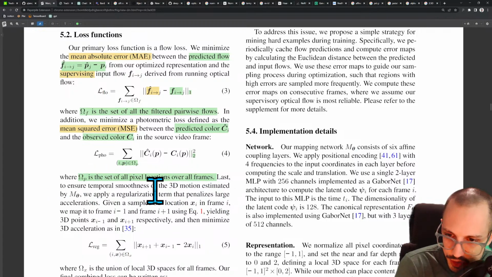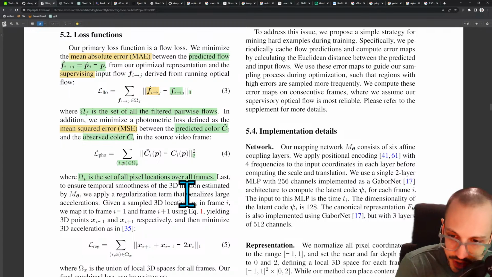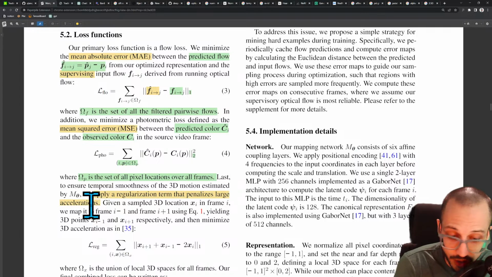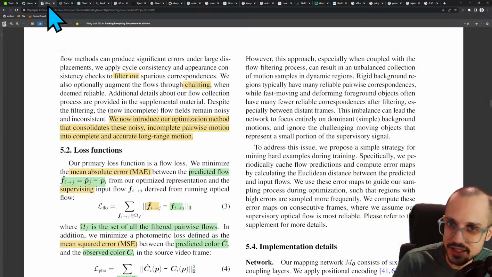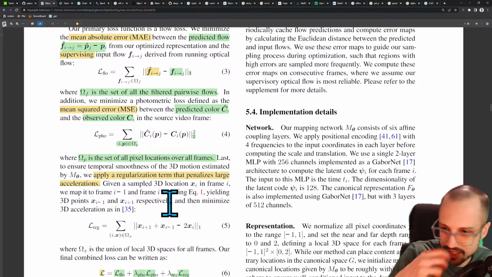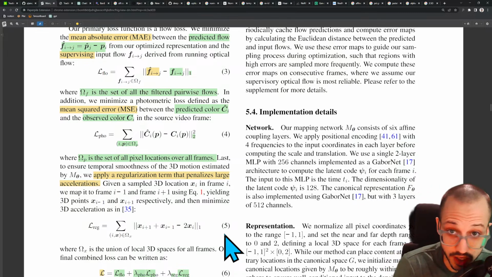Last, to ensure temporal smoothness of the 3D motion estimated by m theta, we apply a regularization term that penalizes large accelerations. Yeah, I don't know. This is just another prior. Regularizations are a way that you put priors into your optimization, but are large accelerations technically a bad thing? Sometimes you're going to have large accelerations. Let's say you had a video of a UFO that was moving very quickly. At that point, this regularization term would actually be bad because it would penalize quickly moving across the video. But I think in some videos, maybe someone's throwing a ball or something, you're going to have very large accelerations.